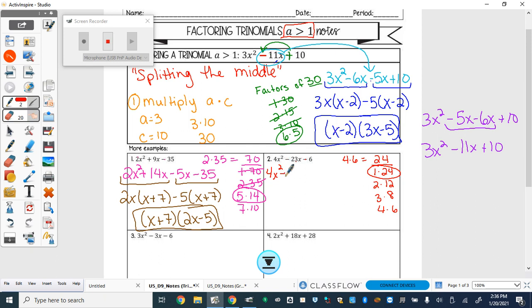So I would want my 24 to be my negative, because negative 24 plus 1, there's our negative 23. And it doesn't matter which one you write first, whether you write the negative 24x first or the positive 1x, you're still going to end up in the same place in the end. So GCF of 4x, GCF of 1. My parentheses match, so that means we've been doing it correctly. There we go. X minus 6 times 4x plus 1.